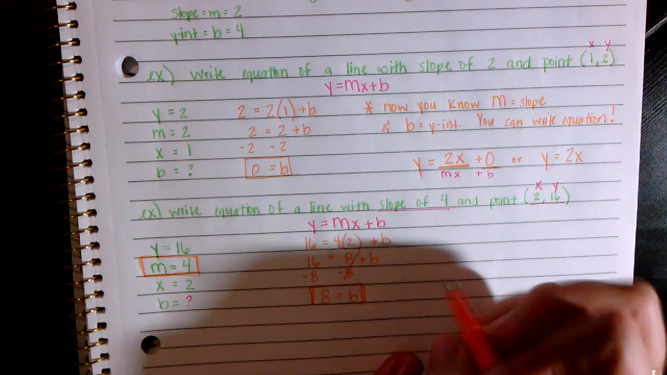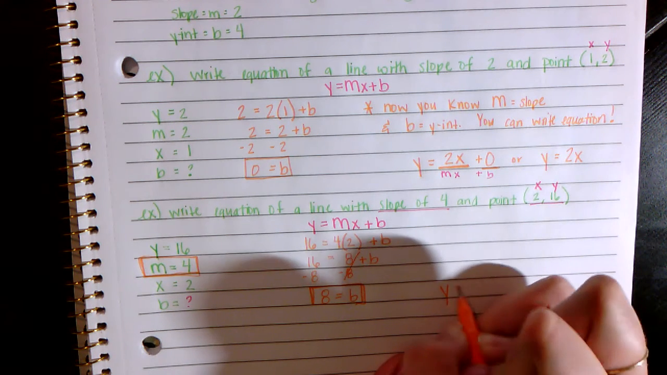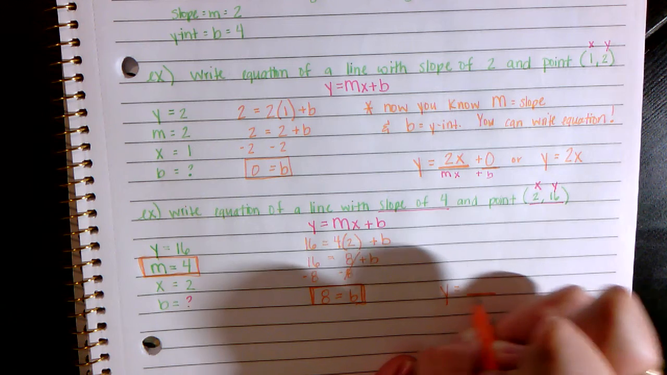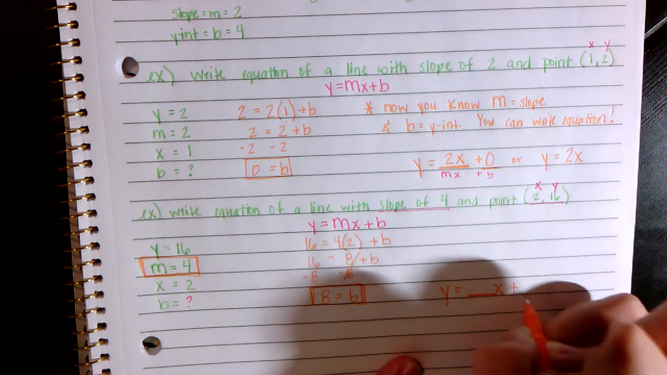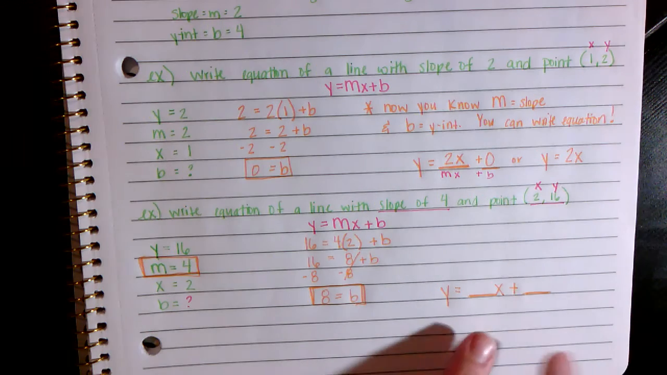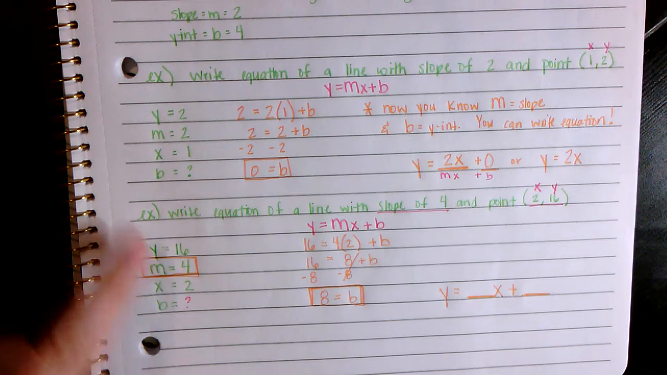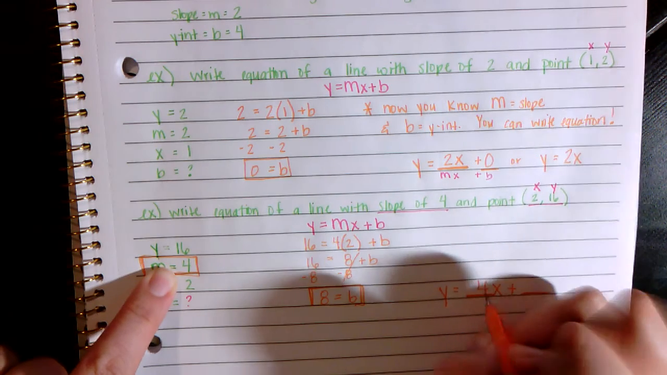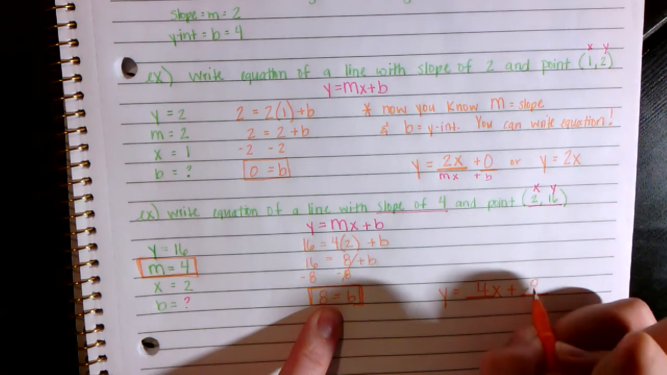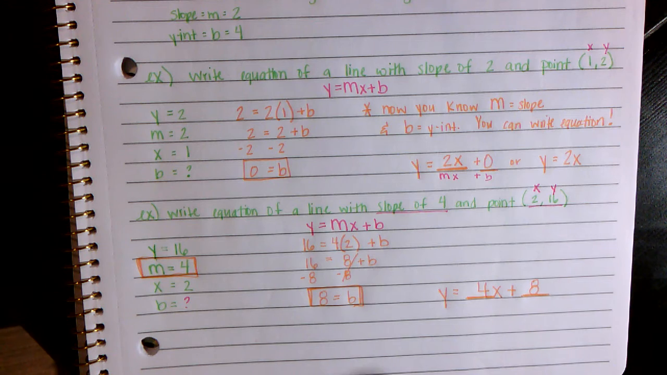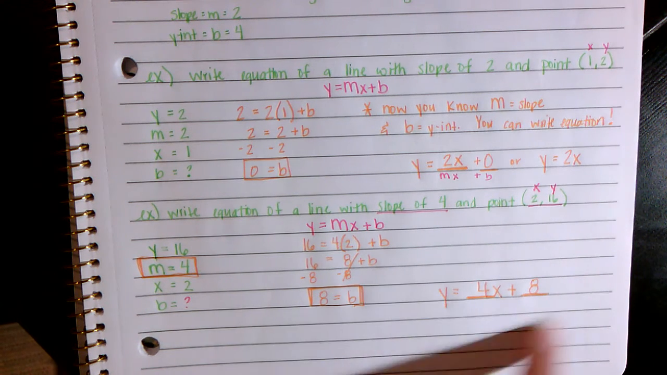So at this point, my final equation, y equals mx plus b. I'm going to plug in the m and the b that I just solved for. The m is 4. The b is 8. So this equation, I wrote it.